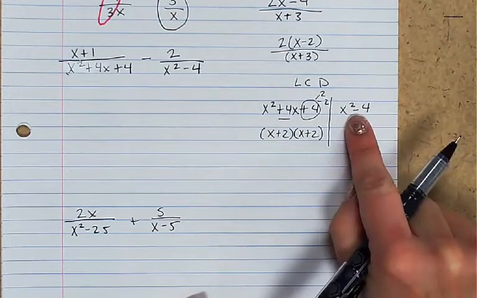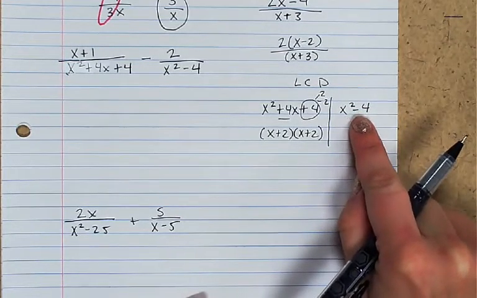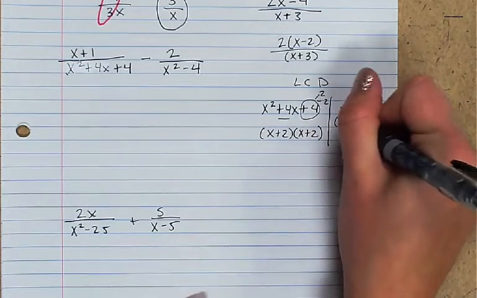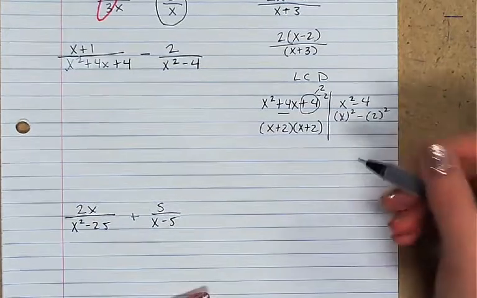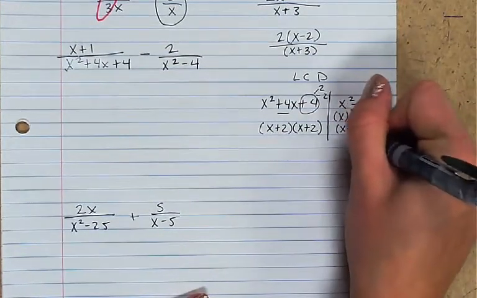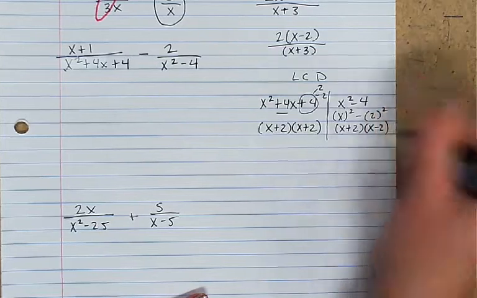Okay, the second one, we have 2 terms. When you have 2 terms, you're always going to look for a difference of squares. It has to be subtraction. So we have that. This is x squared minus 2 squared. It's the same thing as x squared minus 4. So it will factor into x plus 2, x minus 2.